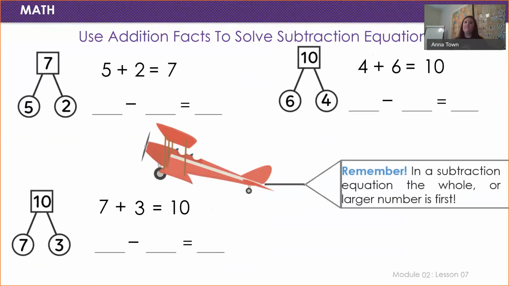Okay, let's start with 5 plus 2 equals 7. The two equations you could have gotten were 7 minus 5 equals 2. Remember that whole, the larger number, is first. Or you could have gotten 7 minus 2 equals 5. Go ahead, work on the 4 plus 6 equals 10.